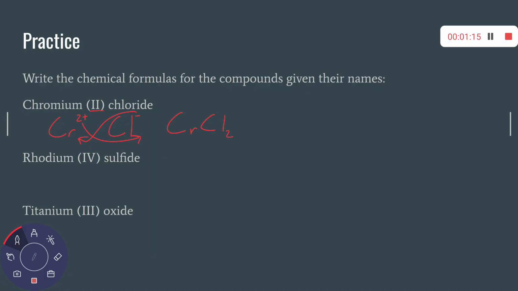Rhodium 4 sulfide. You'll start getting really good at reading Roman numerals. Rhodium is Rh, and from the Roman numeral, we're told it has a 4+ charge. Sulfide comes from sulfur, that has a 2- charge. So now I'm going to drop swap. But remember, with ionic compounds, we reduce like fractions. So even though we end up with Rh2S4, we can reduce that by dividing both subscripts by 2. So the correct answer is going to be RhS2.